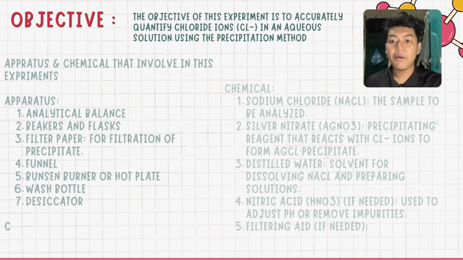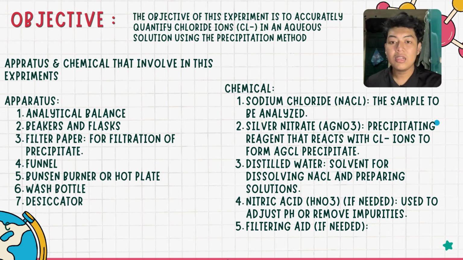The objective of this experiment is to accurately quantify chloride ions in aqueous solution using the precipitation method. So, I want to talk about the apparatus and chemicals involved in this experiment. The apparatus required includes analytical balance, beaker, and filter paper for filtration of the precipitate. The next ones are funnel, Bunsen burner or hot plate, wash bottle, and the last one is desiccator.